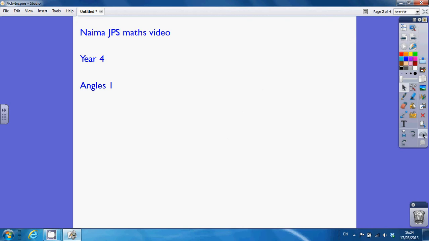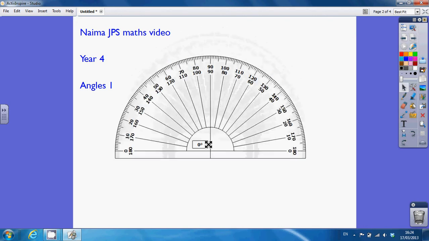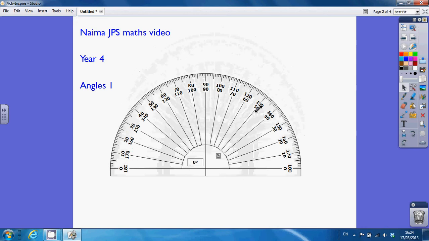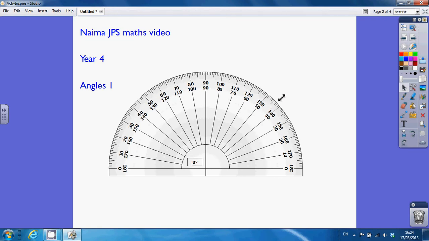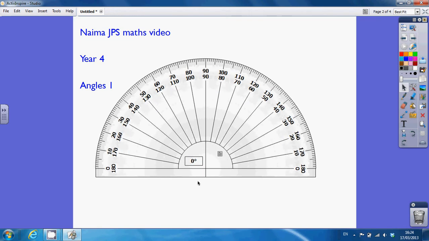So let's have a look at a protractor. Now, it's really important that we know what a protractor is and what it is used for. The protractor is used to measure angles. Now if I make it slightly bigger, we can have a close look at it. As you can see, if we look at this side, from the outside the numbers go starting from 0 all the way around, going all the way up to 180. Of course, 180 being a straight line.